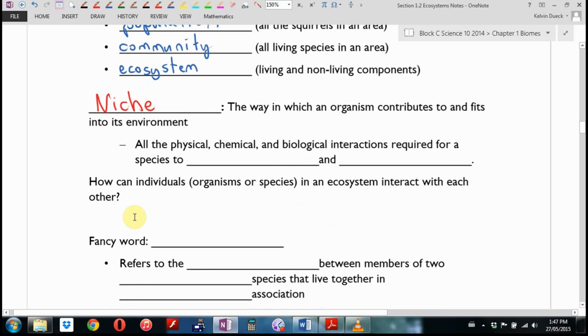So, what's a niche? All the physical, chemical, and biological interactions required for a species to, here are the two key things all life wants to do: first, life wants to survive, and secondly, it wants to reproduce and pass on its genes.